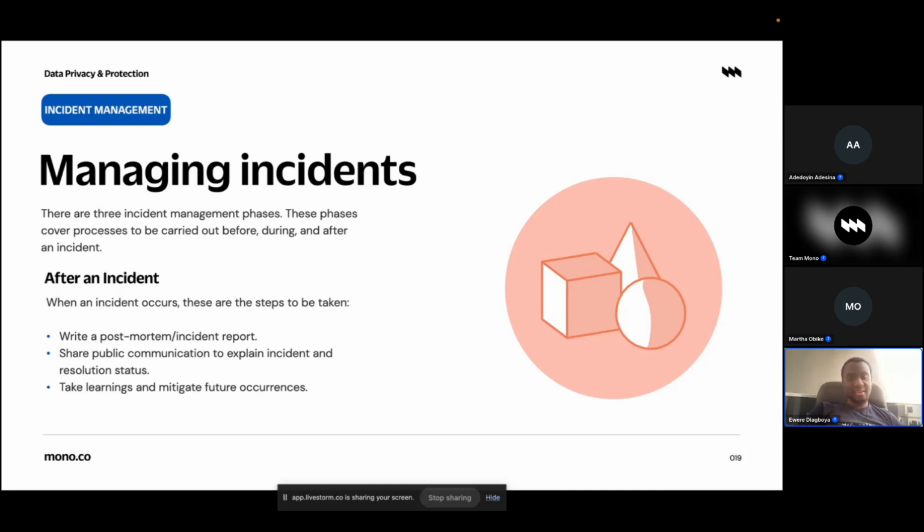And then take learnings and mitigate future occurrences. One of the major things that must be in your post-mortem or your incident report is next steps. Next steps mean from what has happened, what are the implementations we are going to deploy to ensure this does not happen anymore. If that's not in the post-mortem report, that report is not complete, because it means that you are not prepared for that thing to happen again. And when it happens again, you are not sure of how to fix that problem and communicate what happened.